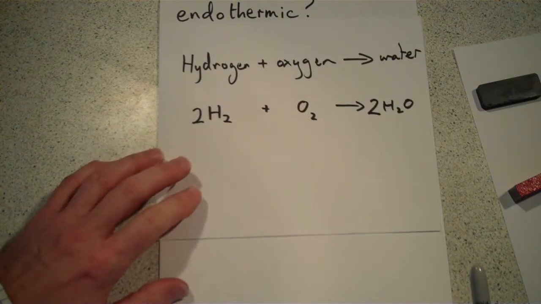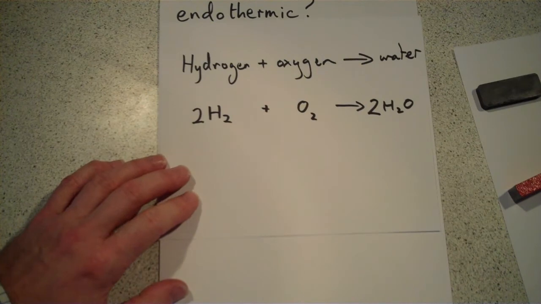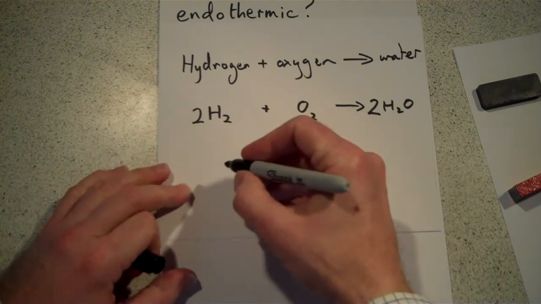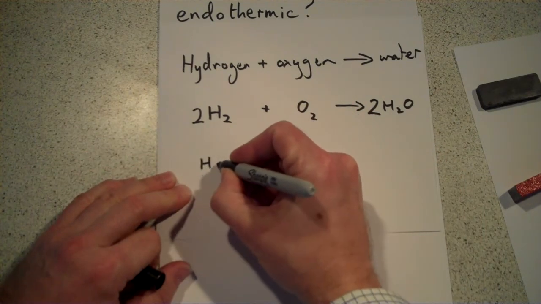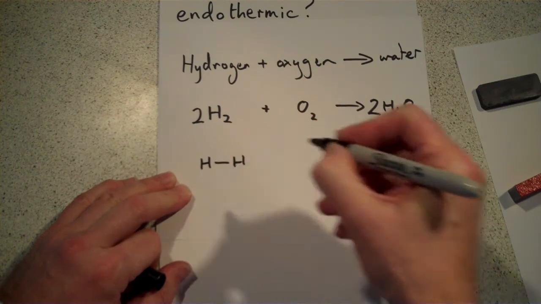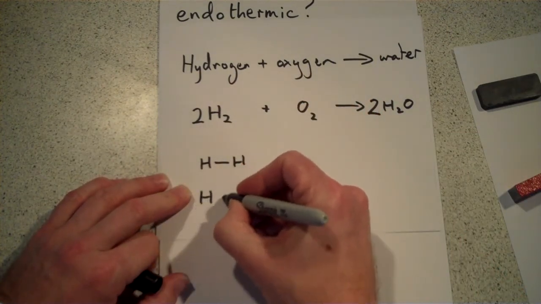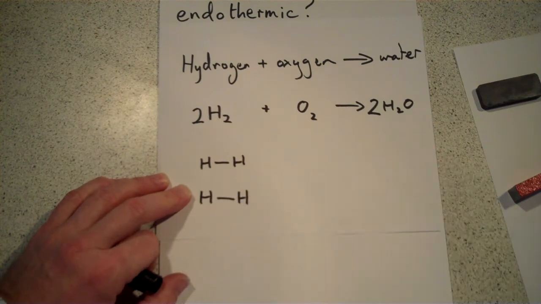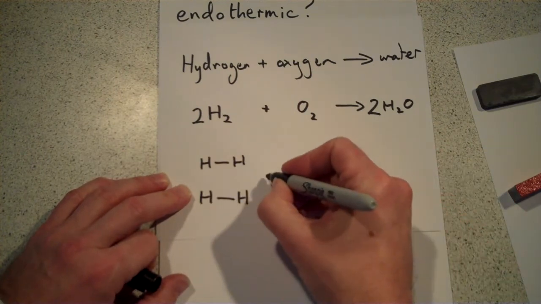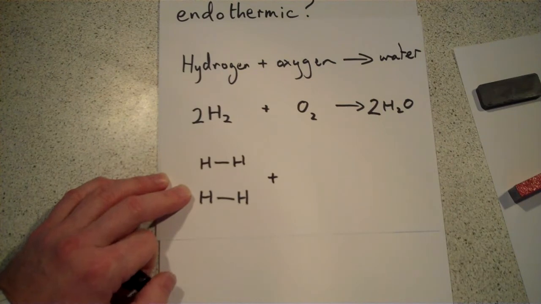Hydrogen plus oxygen makes H2O. Hydrogen goes around in pairs, as we've said, so I can draw a hydrogen molecule like that. There are two of them, so I'm going to draw two hydrogen molecules. I add them to one pair of oxygens.